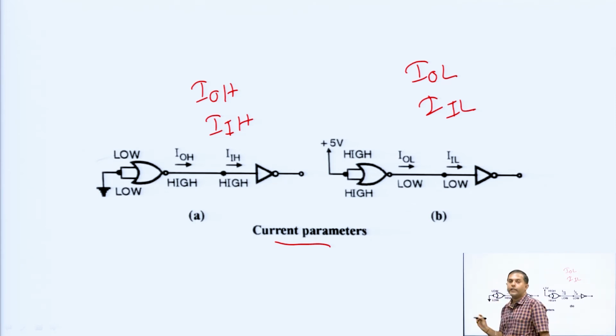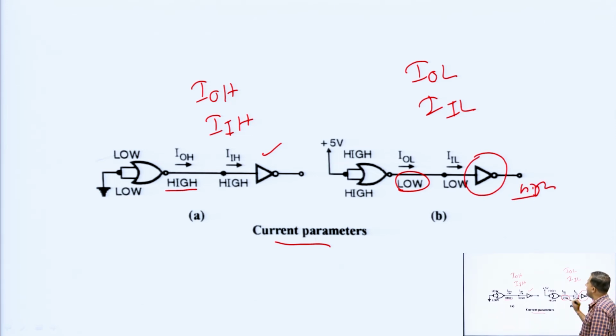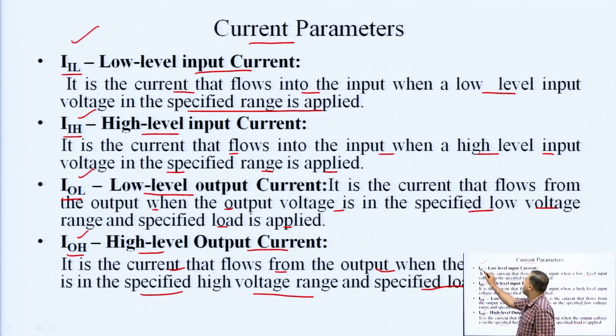We know when both inputs of a NOR gate are low, then it gives high output, right. Again, this high output is given as input to an inverter, so it will give a low output, right. Similarly, here when both inputs of a NOR gate are high, we are getting the output as low, right, and this is again given as input to an inverter to give a high output. Okay. So, these are the diagrams of these four parameters we have discussed: IIL, that is low level input current, IIH, that is high level input current, IOL, that is low level output current, and IOH is the high level output current.